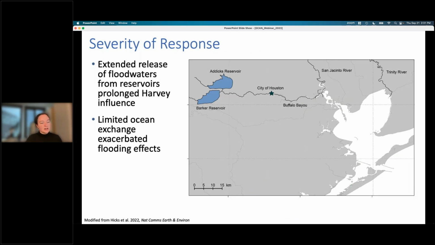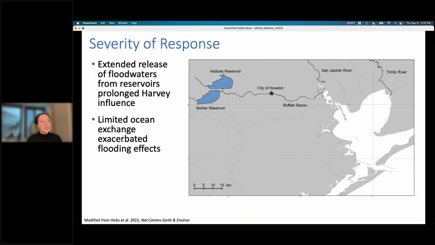So if this is the first record of undersaturation following a tropical cyclone, why was this response so incredibly severe? There are 2 factors that we have hypothesized extended both the duration and the severity of the response. The first, the significant amount of rainfall that fell in the Houston region in particular led to significant inland flooding.